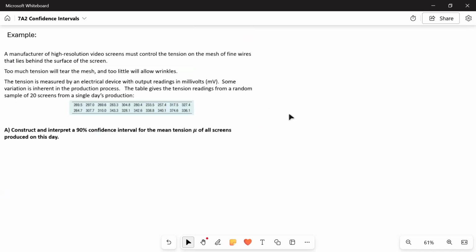A manufacturer of high resolution video screens must control the tension of the mesh wires that lie behind the surface of the screen. Too much tension will tear the mesh, and too little will allow wrinkles. The tension is measured by an electrical device with output readings in millivolts. Some variation is inherent in the production process. The table gives the tension readings from a random sample of 20 screens from a single day's production.